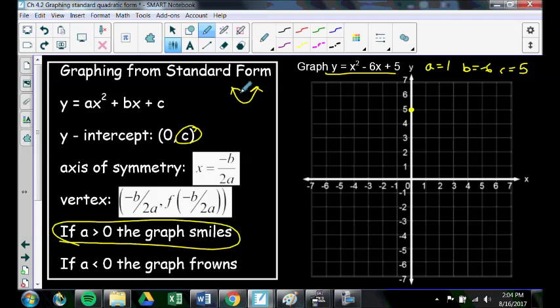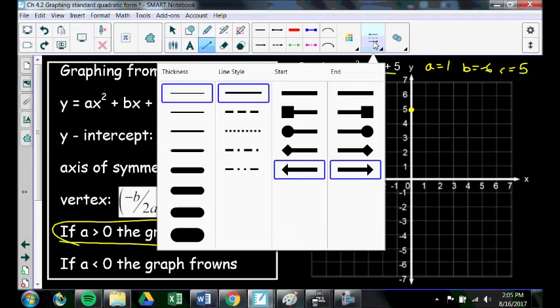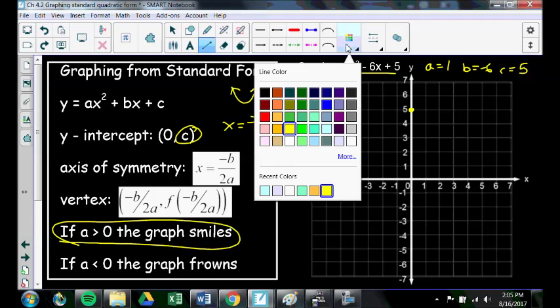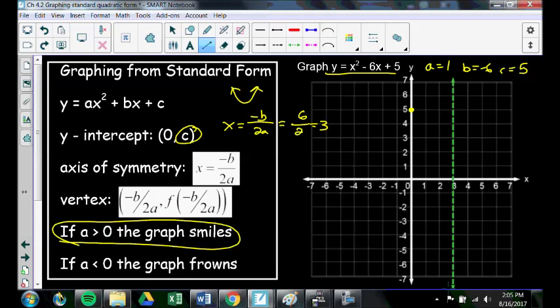I'm going to find the axis of symmetry, which is negative b over 2a. Right now the b value is negative 6, so negative b over 2a is negative negative 6, which is positive 6, over 2 times a, which is just 2, because in this case a is 1. My AOS is at x equals 3. So I'm going to draw that vertical line at x equals 3. I like to make it dotted. I'll make it thicker than that last one. This line right here cuts my graph in half.